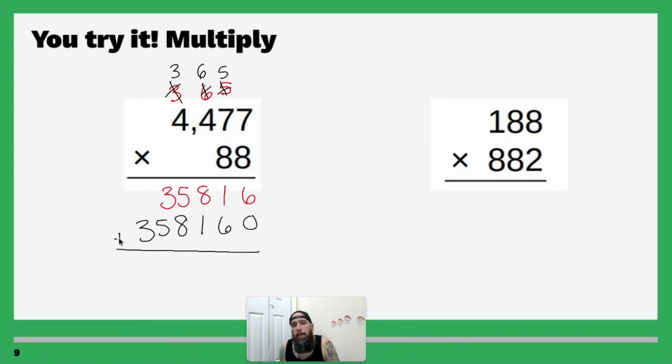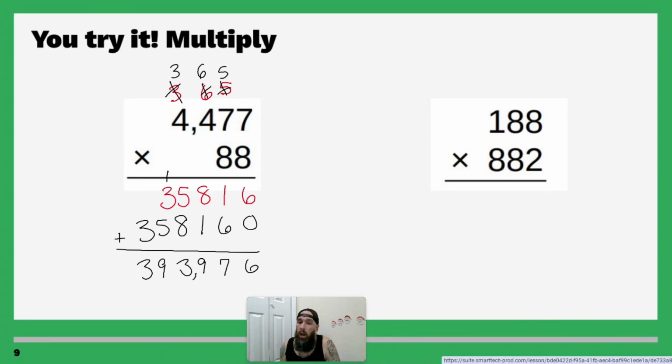Add them. 6 plus 0 is 6. 1 plus 6 is 7. 8 plus 1 is 9. 5 plus 8 is 13, so we're going to write out a 3 and carry a 1. 1 plus 3 is 4. 4 plus 5 is 9. 3 all alone is 3. 1, 2, 3 digit comma 1, 2, 3. 393,976. Whew.